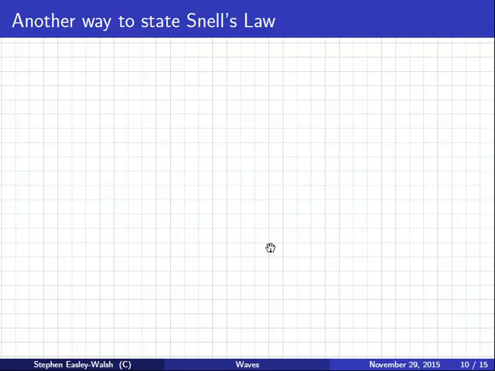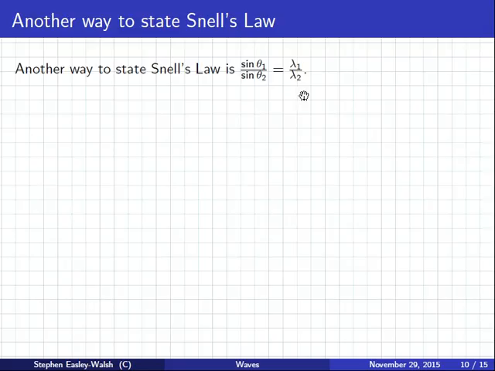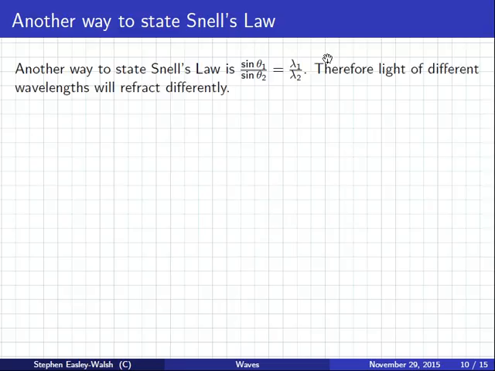So another way to state Snell's law is by using wavelengths. You can say sine theta 1 over sine theta 2 equals lambda 1 over lambda 2. Now note, please be careful. In the previous version we had n2 over n1, but in this one it's lambda 1 over lambda 2. Can you write this down as a different version of Snell's law?